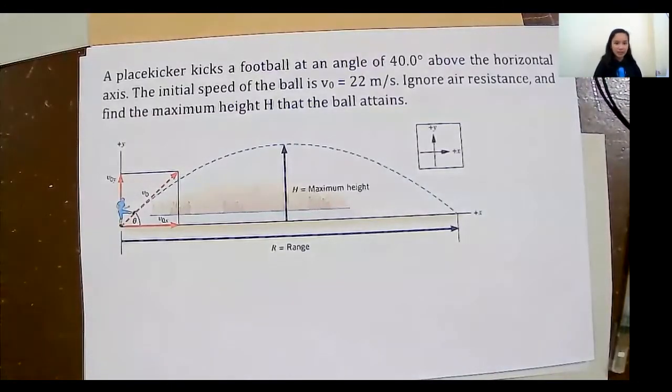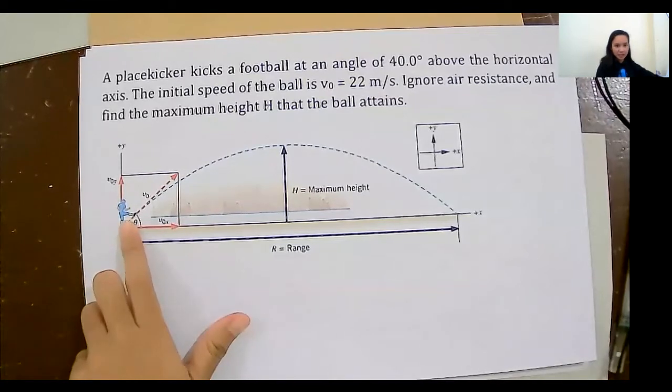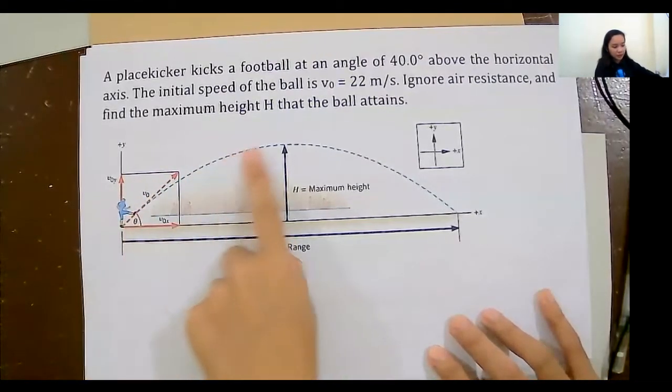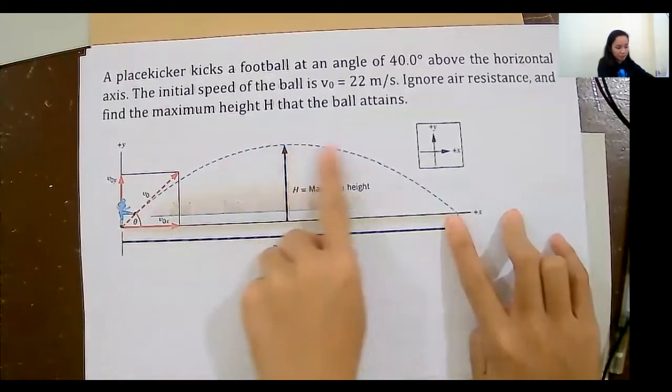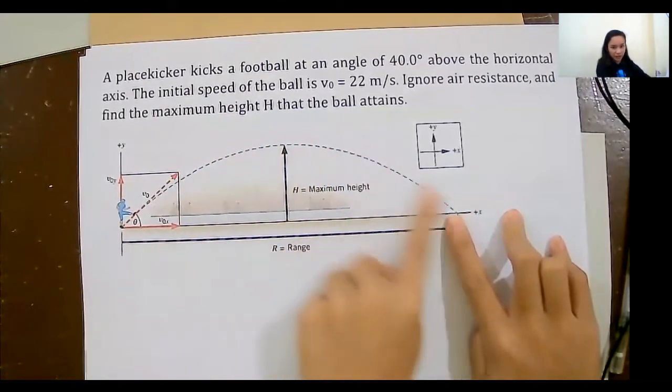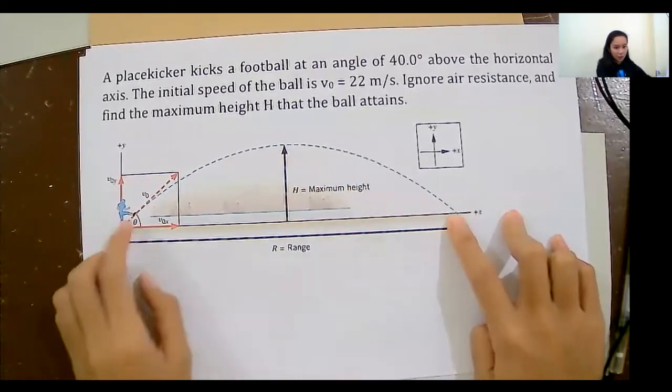Now we are going to have problems in projectile motion. So in this case, you can see here an image of a shot. This is a parabolic curve where he kicks a football. So nag-land siya dito na point. So this path is what we call the projectile. Kaya natin siya tinatawag na projectile motion.